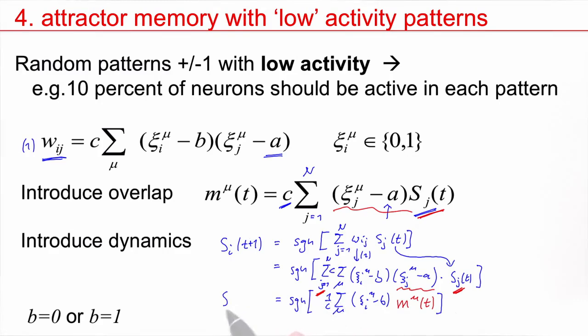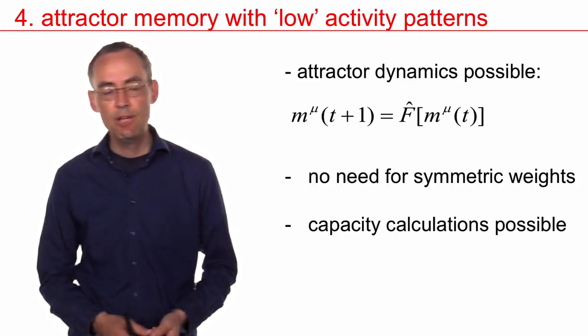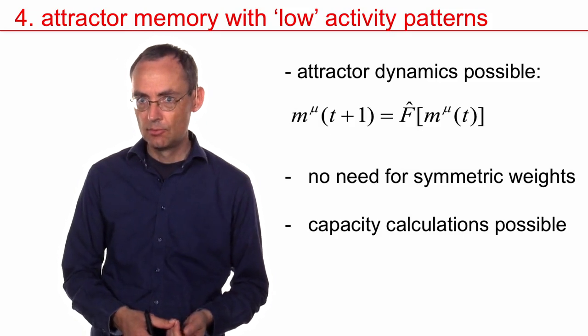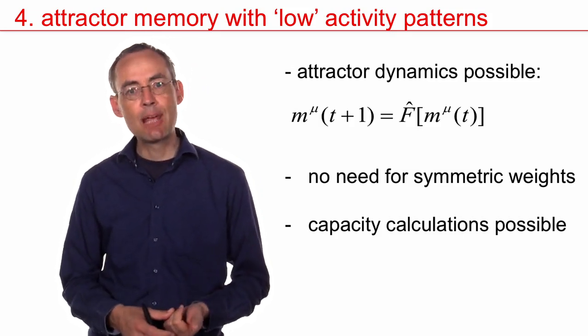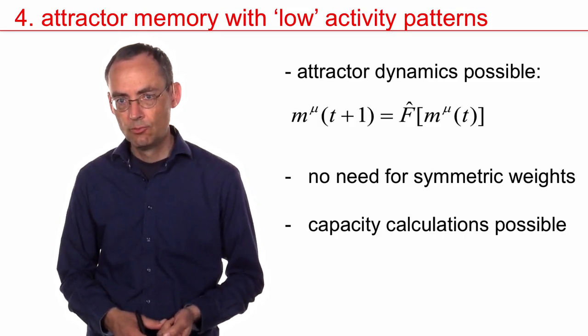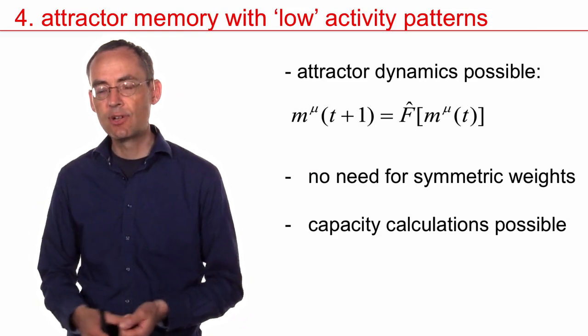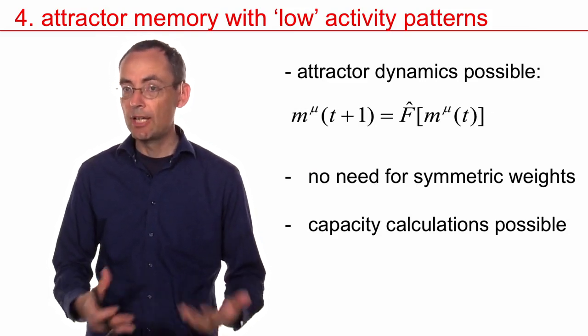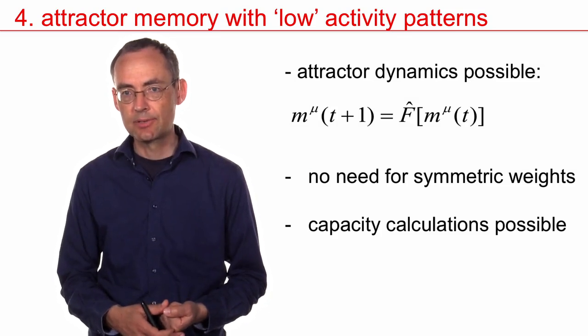So what we see is that the state of neuron i in the next time step is given by the overlaps. Since this is true for every neuron i, the overlap in the next time step, which involves a sum over all neurons i, depends on the overlap at time t. To summarize, even for low activity patterns, the equation for overlaps is similar to the case that we had before, and that means that attractor dynamics is possible. The overlap with the pattern mu in the next time step is just some function of the overlap in earlier time steps. And this will be true if patterns are orthogonal or nearly orthogonal, as would be the case for low activity random patterns.